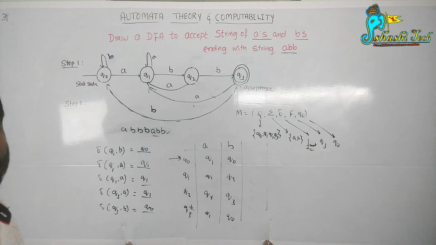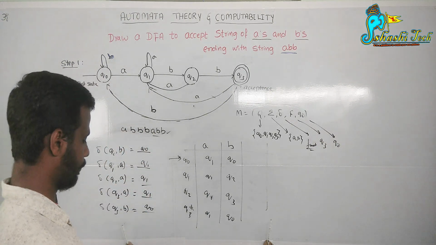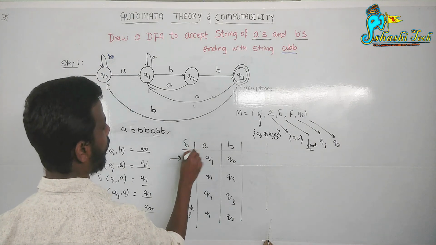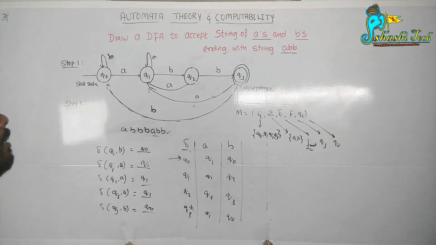This is the required DFA for the particular question, and this is the required transition diagram along with the transition table. This is delta. I should write delta here.